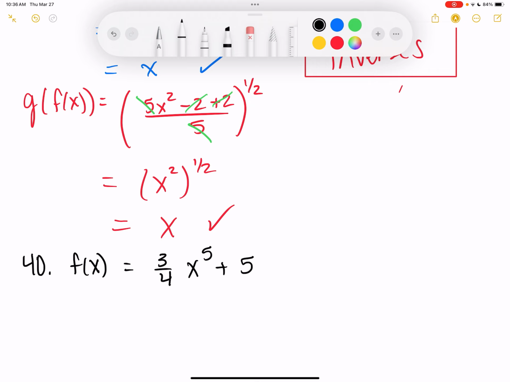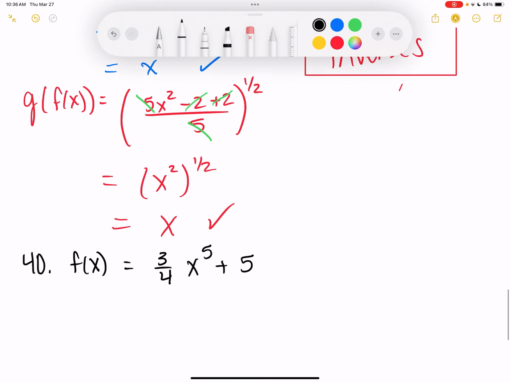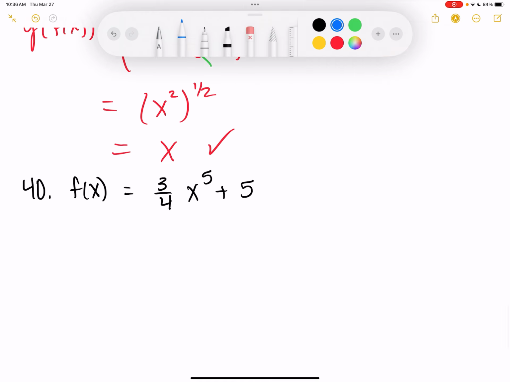Some people get really thrown off and they're like, but there's no y. Okay, f of x is y, just to make that clear. So this is y. I'm swapping x and y. So x equals 3/4 y to the 5th plus 5. I've got to get y by itself. What do I do first?